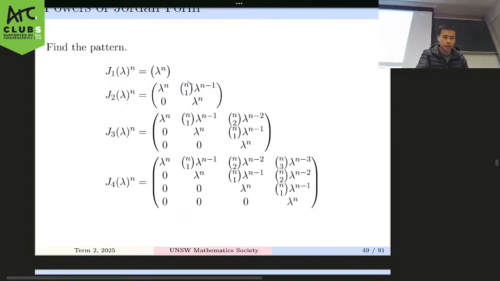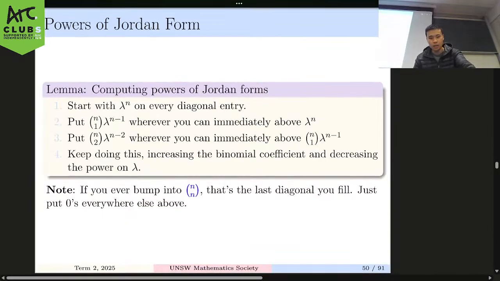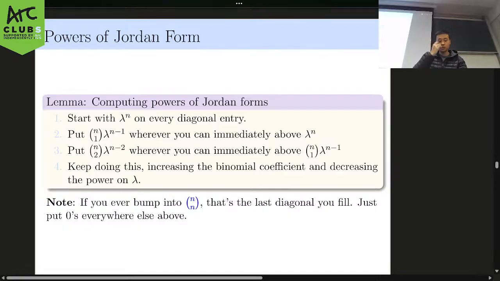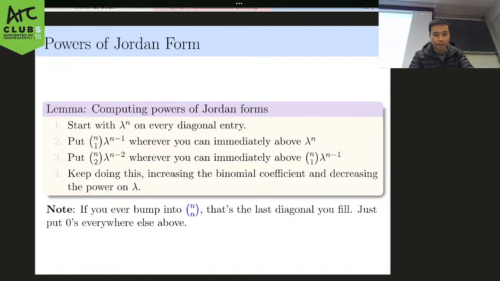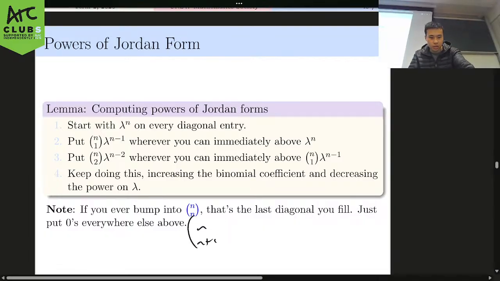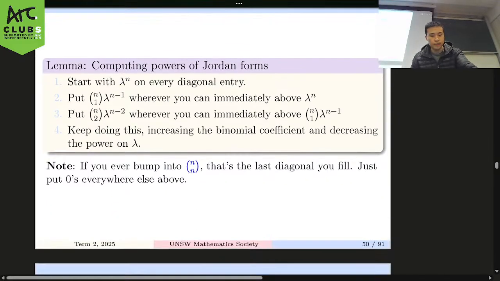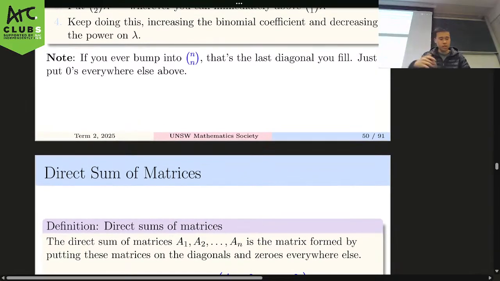I don't think on an exam you can get a 4 by 4 case, something like that. So these are the powers of Jordan forms. The first one's obvious, but then you're essentially doing this for every diagonal above it. I don't know what you call the diagonal above the superdiagonal, I'd say super duper diagonal or something like that. Kind of funny. Essentially, you shouldn't get n choose n plus 1. I think the maximum is n choose n. And then of course, everywhere else you just put zeros.